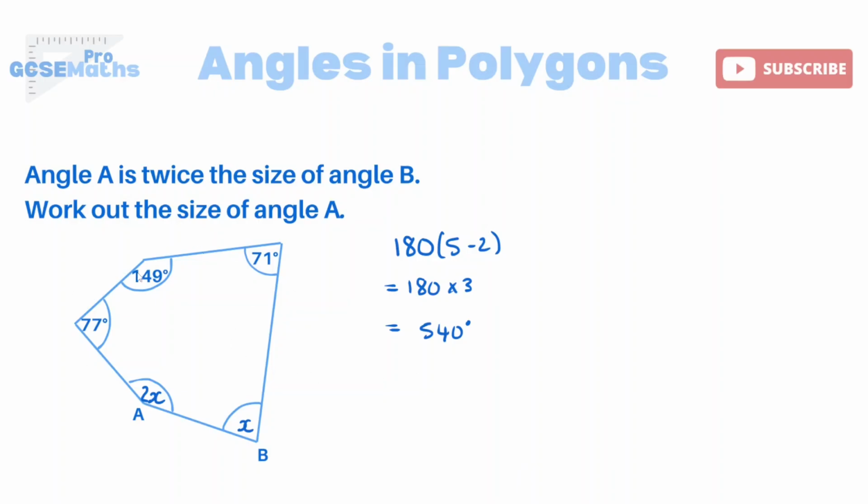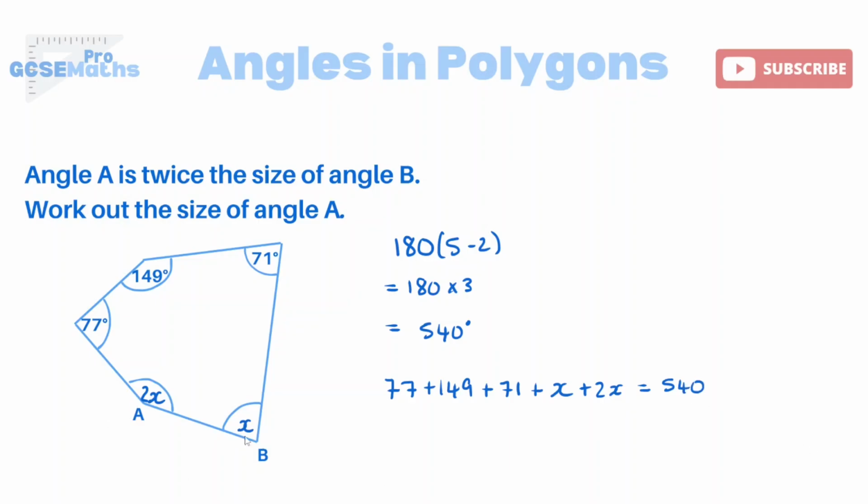So do you see how I could create an equation here? We've got 77 plus 149 plus 71 plus the other two angles, which is x and 2x, we know that that must equal, or must add up to, 540.